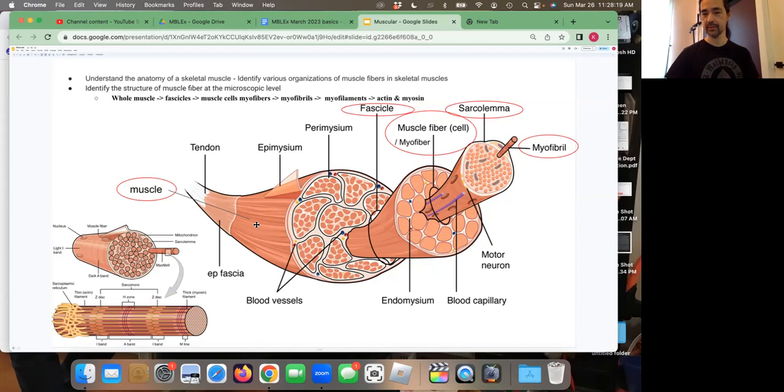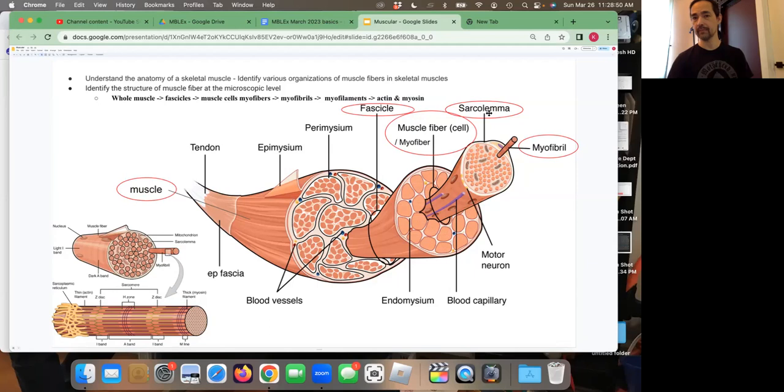So you have muscle that's made up of fascicles. Fascicles are made up of myofibers, or muscle fibers, muscle cells. Myofibers are made up of myofibrils. Muscle, fascicle, myofiber, myofibril. Muscle, fascicle, myofiber, myofibril. Then you have to remember that just leaves sarcolemma, actin, and myosin to remember.